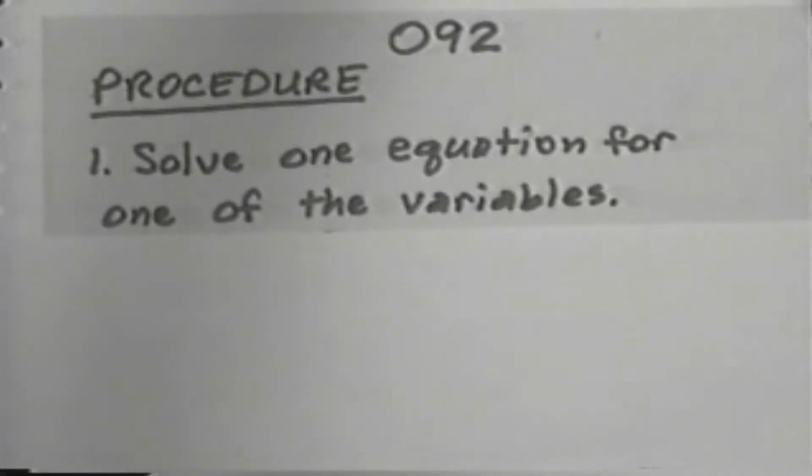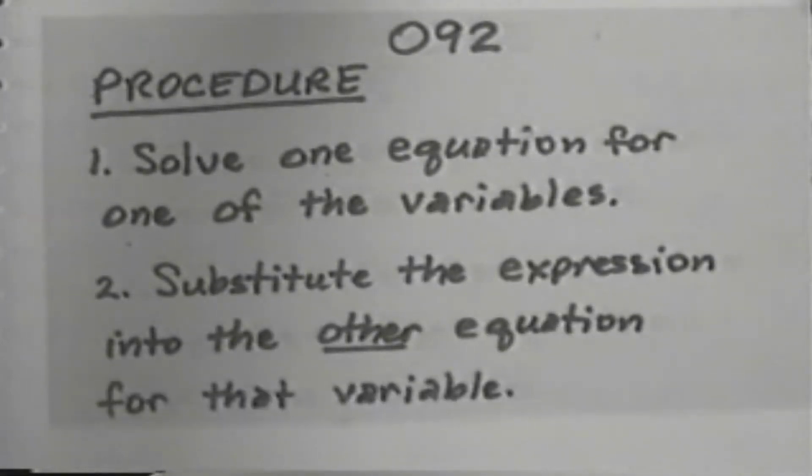The first step in our procedure: solve one equation for one of the variables. That is, to get one letter by itself on one side of the equation.